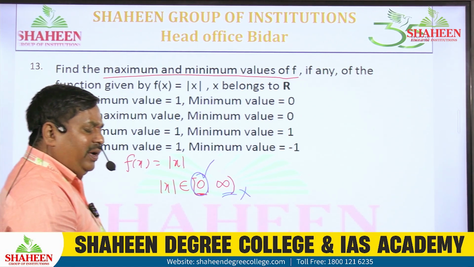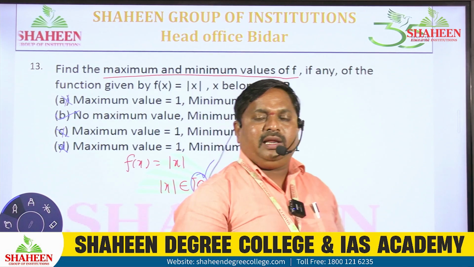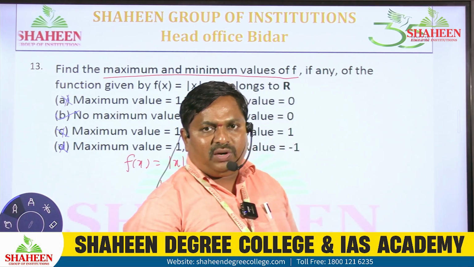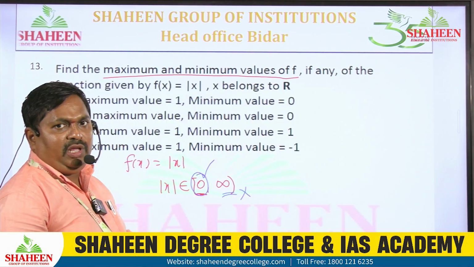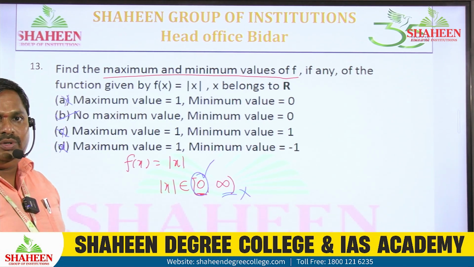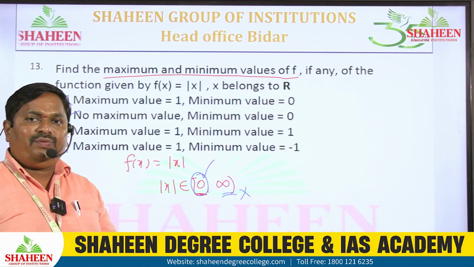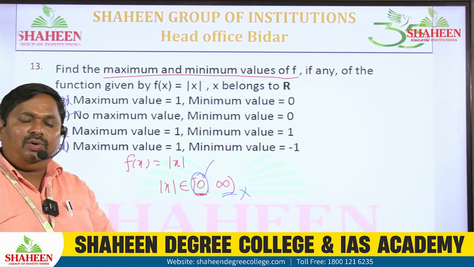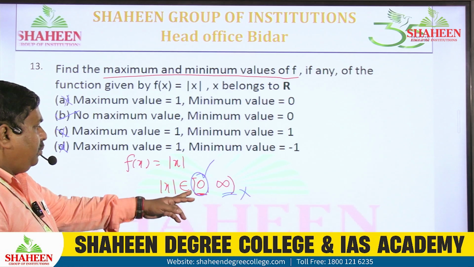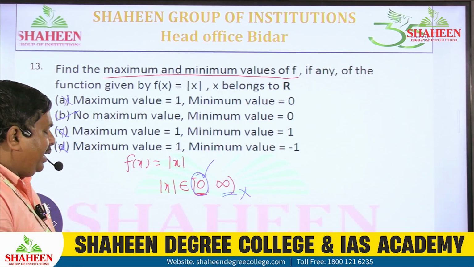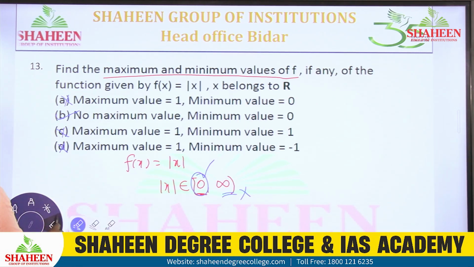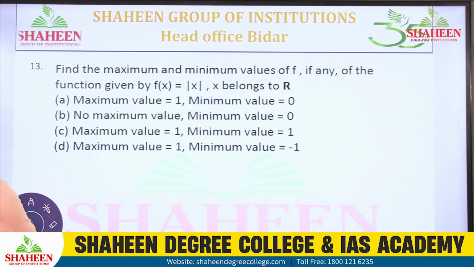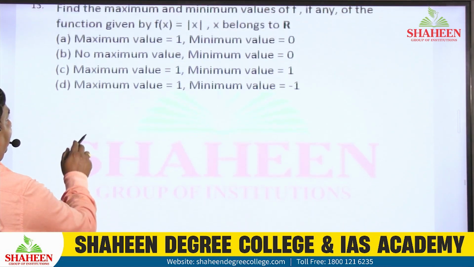The modulus value is always positive, and in the real numbers the positive values start from 0. So 0 to infinity all values are positive. The modulus values are from 0 to infinity. So since the values start from 0, there exists a minimum value, that is 0. So minimum value 0 and no maximum value. Understood now? So in this way we are calculating its minimum and maximum value.